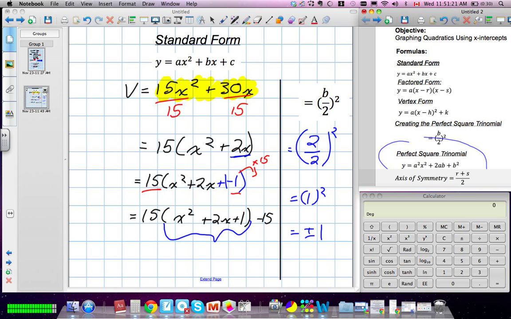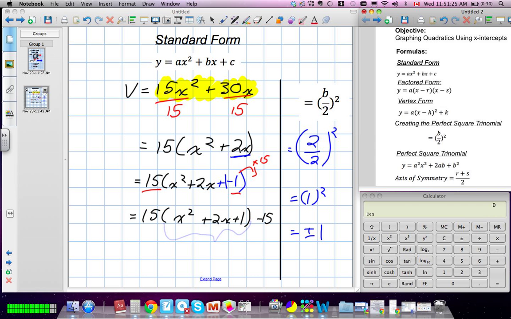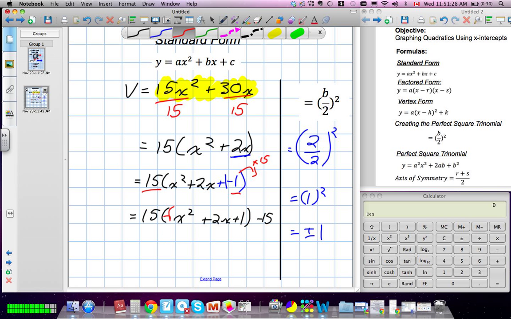Okay? That's what this is here. The whole point of that was to create a perfect square trinomial. We know we can factor a perfect square trinomial quickly by square rooting the first and the last term. The square root of x squared is x. The square root of 1 is our 1 value.